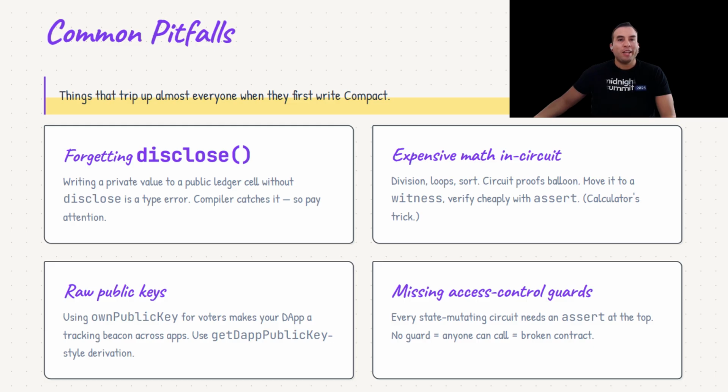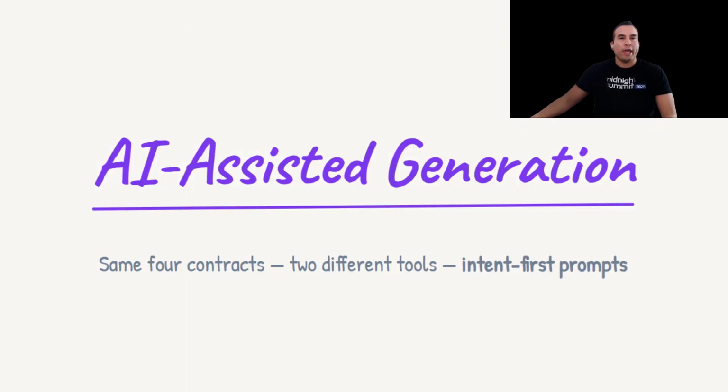Now, let's put AI to work. Okay, we can read compact now. Let's see if AI can write it for us. 2 tools, live demos. 3 ground rules, so the comparison is actually fair.